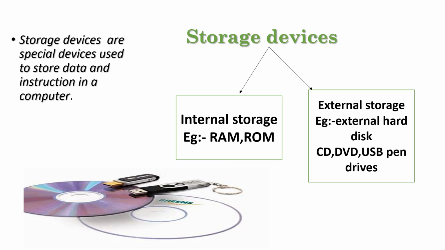Children, now let's see another hardware category, storage devices. Storage devices are special devices used to store data and instruction in a computer. There are two types of storage devices, internal storage devices and external storage devices. The examples of external storage devices are external hard disk, CD, DVD, USB pen drive, and internal storage examples are RAM and ROM.